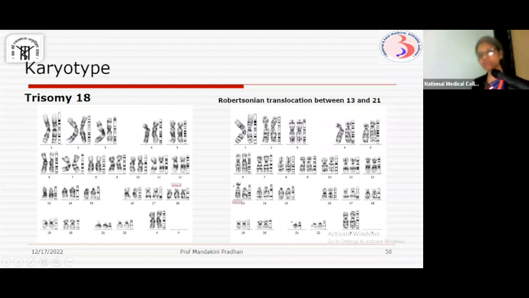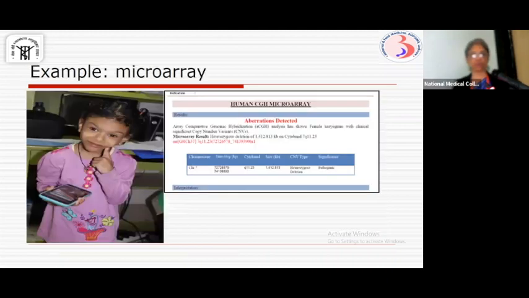But if instead of 13-21, it is 13-13, where 13 has got attached to 13, or 21-21, 14-14, similarly the same chromosome, the recurrence risk of abnormality is 100%. Here is the couple who needs gamete donation. We have had a patient who had a 21-21 translocation. All fetuses will be trisomy 21 or miscarriage. So this is our role in the karyotype chromosomal analysis.